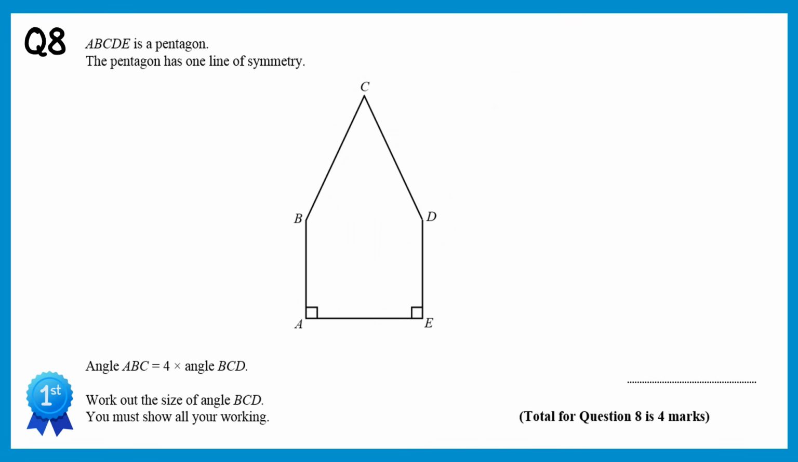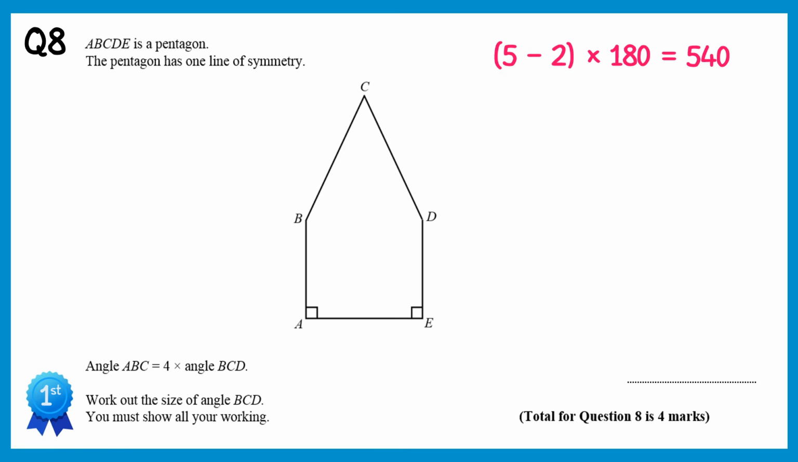For this question, we need to know how many degrees there are in a pentagon. To do this, we'll use the formula n take away 2 times 180. N is the number of sides, so this has 5 sides, so we do 5 take away 2 times 180. This gives you 540 degrees. This means all of the angles in this shape must add up to 540 degrees.